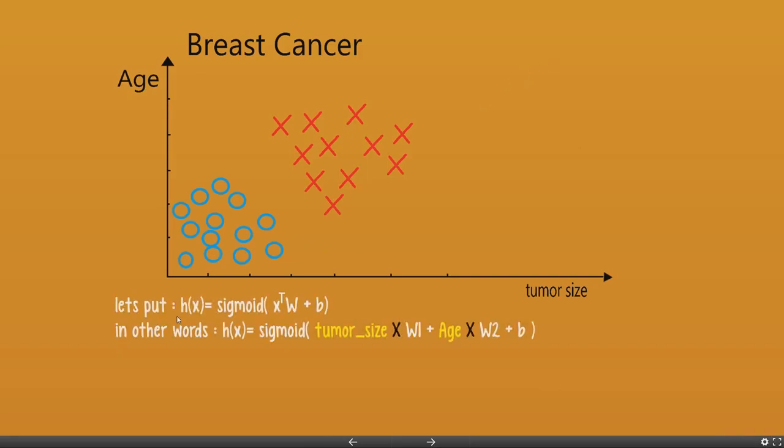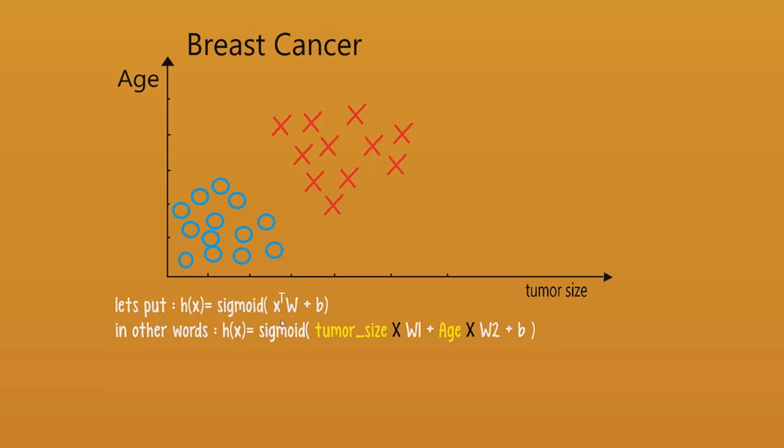So let's put h of x equals the sigmoid of x transpose w. You remember our vector representation: x transpose w, that means the matrix x transpose multiplied by the matrix w, plus the vector b. B, in this case, is always a vector. I've never seen a b as a matrix, and I'm not sure it's even possible for it to be a matrix.